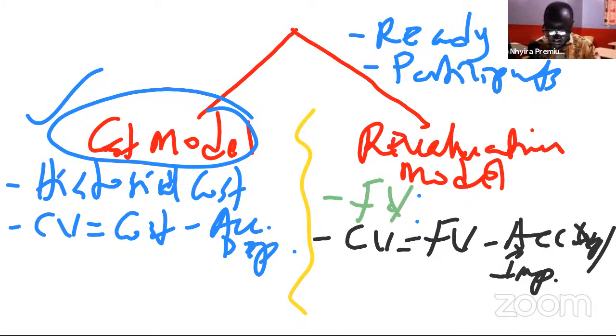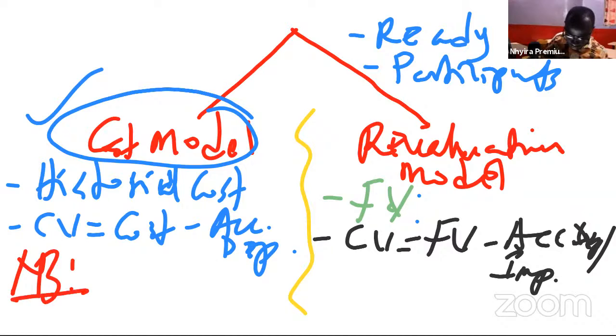So we don't just get up and say cost model. We don't just get up and say revaluation model. But like I said a moment ago, you must note that the standard states that assets cannot be carried over their recoverable amounts. Hence, at least once every year, all assets must be revalued to reflect their true fair value in the books of the organization.